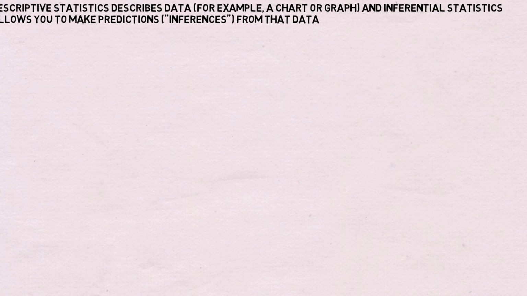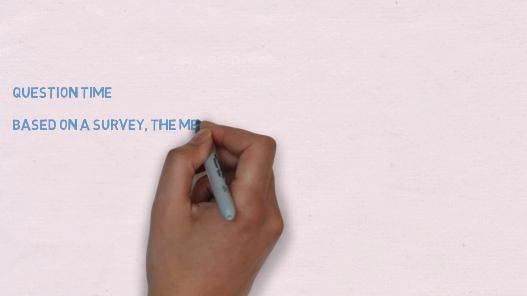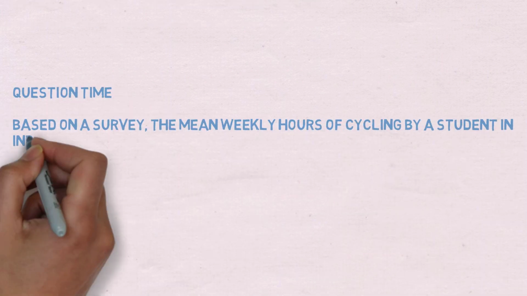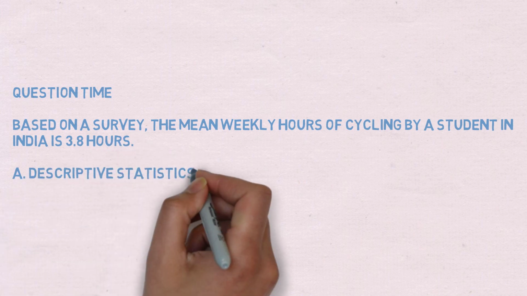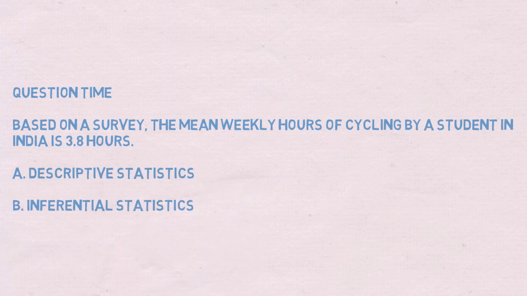Question time. Based on a survey, the mean weekly hours of cycling by a student in India is 3.8 hours. Is it descriptive statistics or inferential? If you know the answer, kindly mention it in the comment section below.